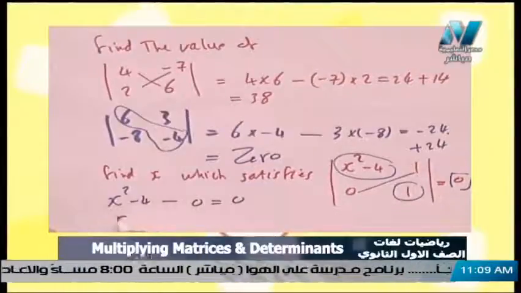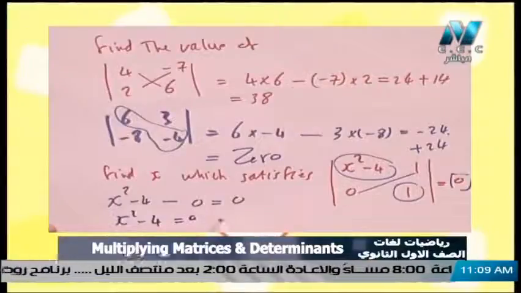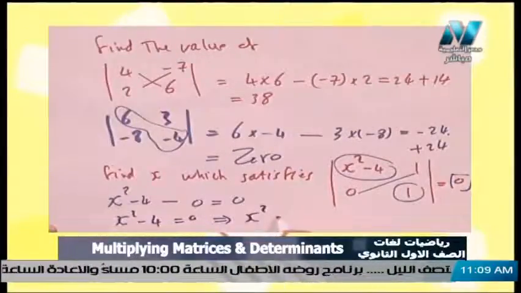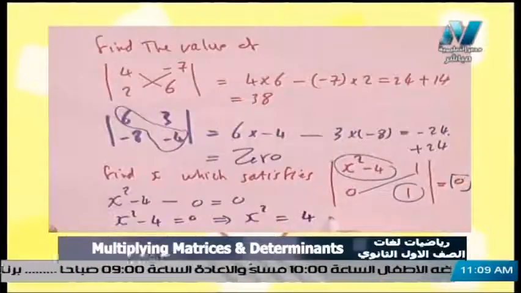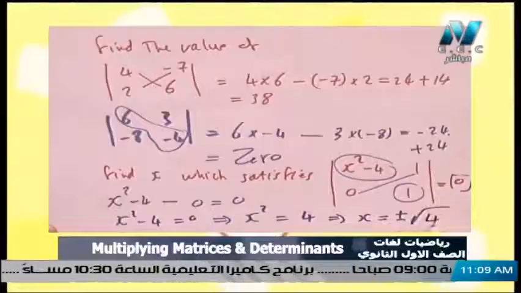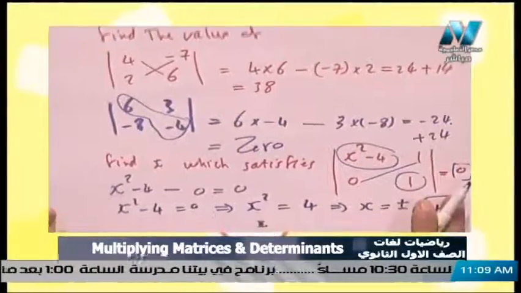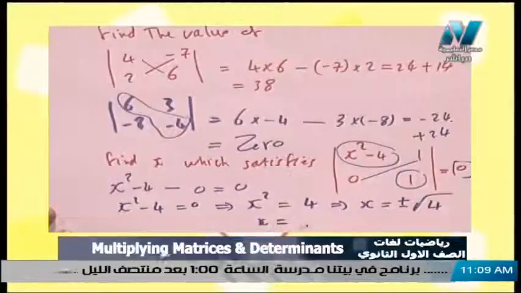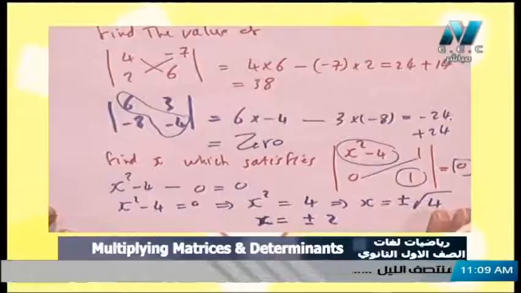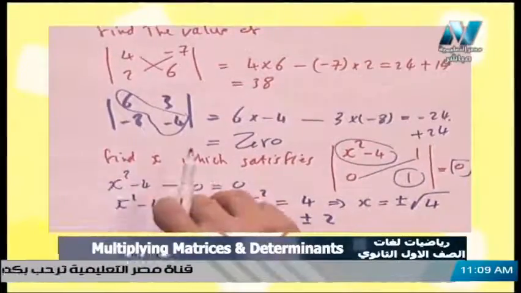So we have now x power 2 minus 4 equals 0, and if we put x power 2 equal 4, x will be positive or negative square root 4, so x now equals positive or negative 2. So this is the answer. X now equal positive or negative 2. Let's move quickly to another question.